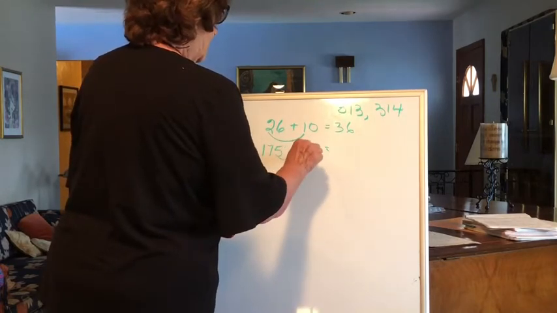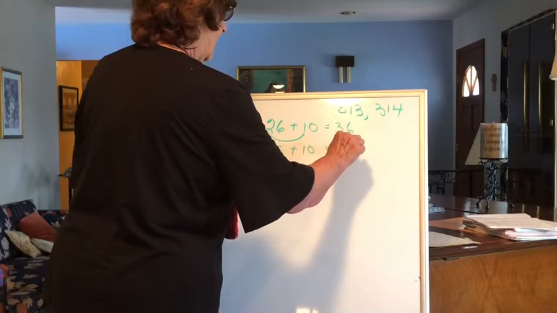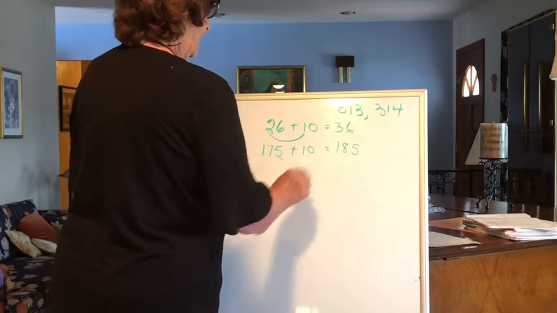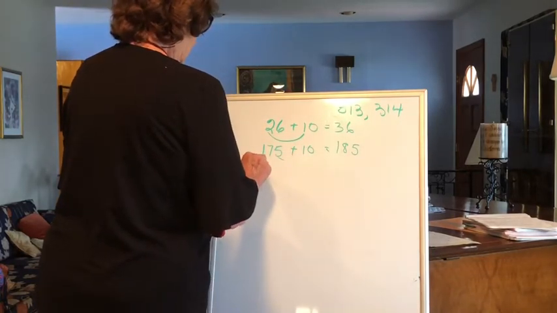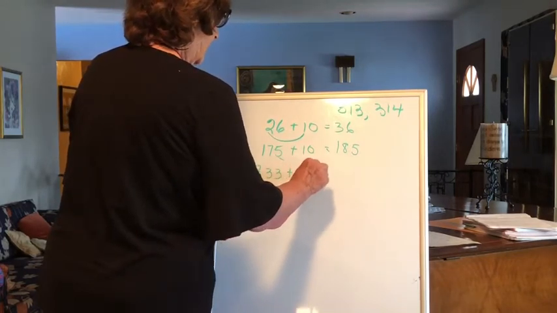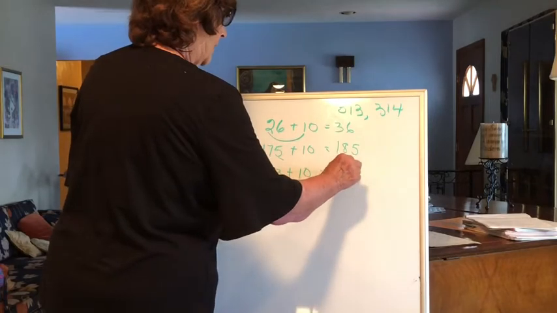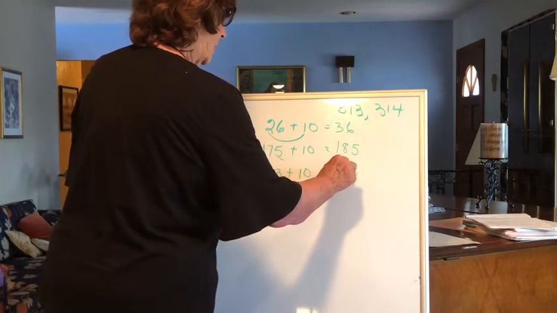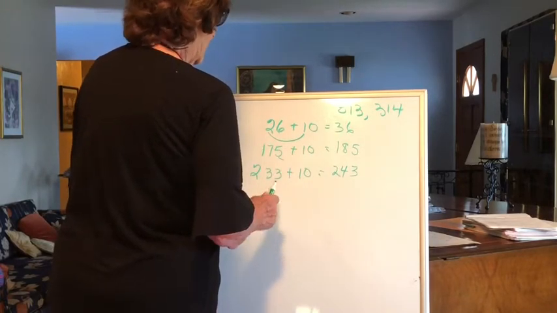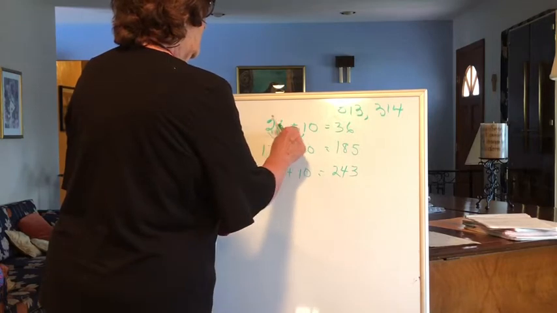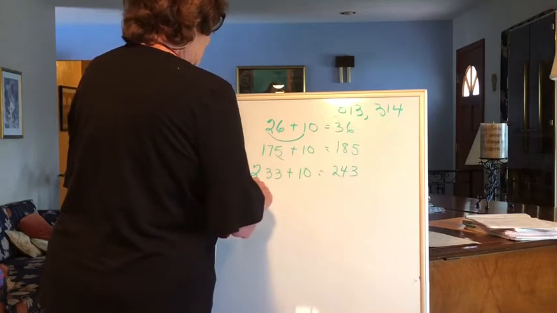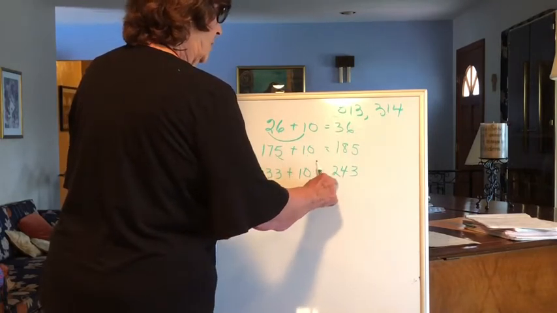All right, you know that there's a 0 here, because 5 plus 0 is 5, but this 7 plus 1 is 8. Okay. Three and 0 are 3, but 3 and 1 are 4. And the hundreds digit remains the same. 26 plus 10 is 36. 175 plus 10 is 185. 233 plus 10 is 243.